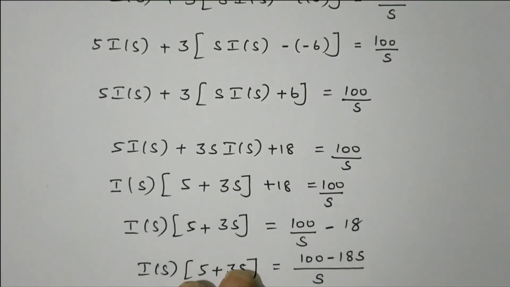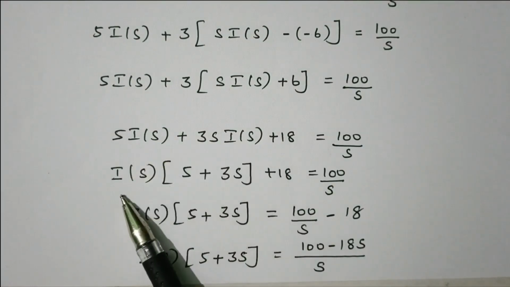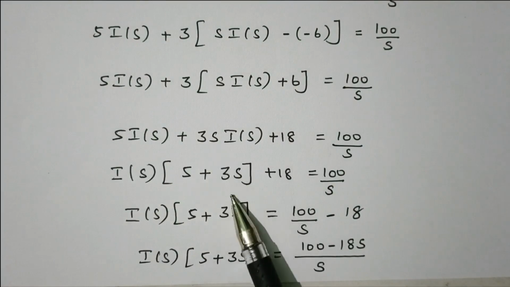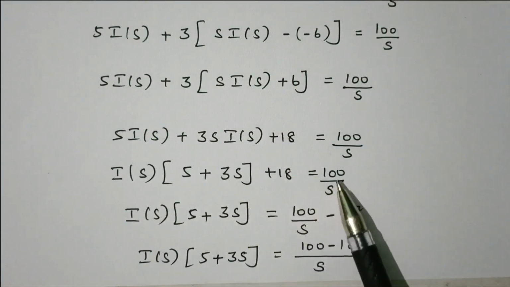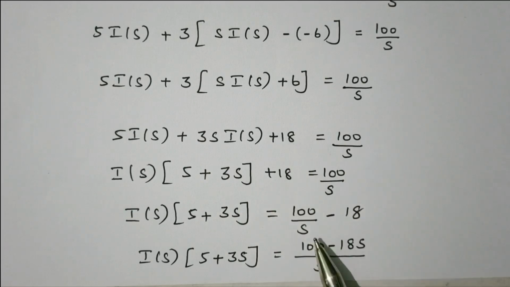Now I of s is available commonly. I of s is available in these two terms, so we'll take I of s outside. So that 5 plus 3s, I of s, plus 18 equal to 100 by s. Now we'll bring this 18 to that side, so that 100 by s minus 18. So take the LCM: 100 minus 18 into s, 18 and s are multiplied. So I of s into 5 plus 3s equal to 100 minus 18s divided by s.